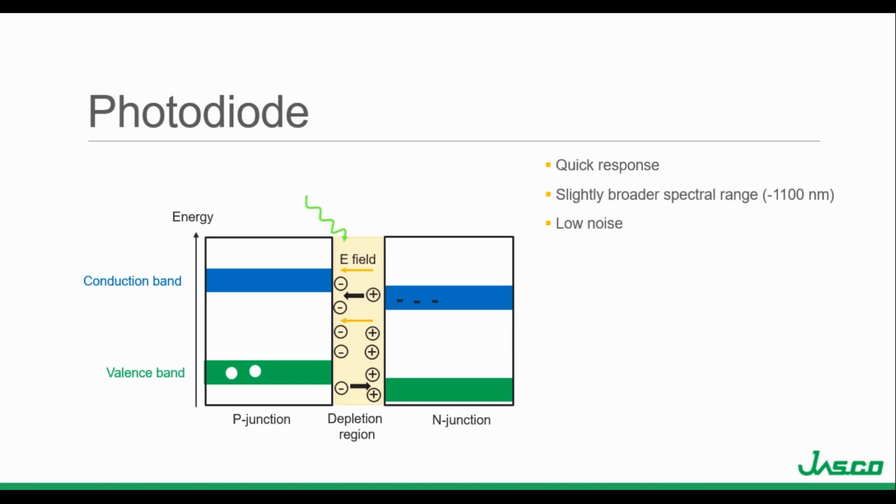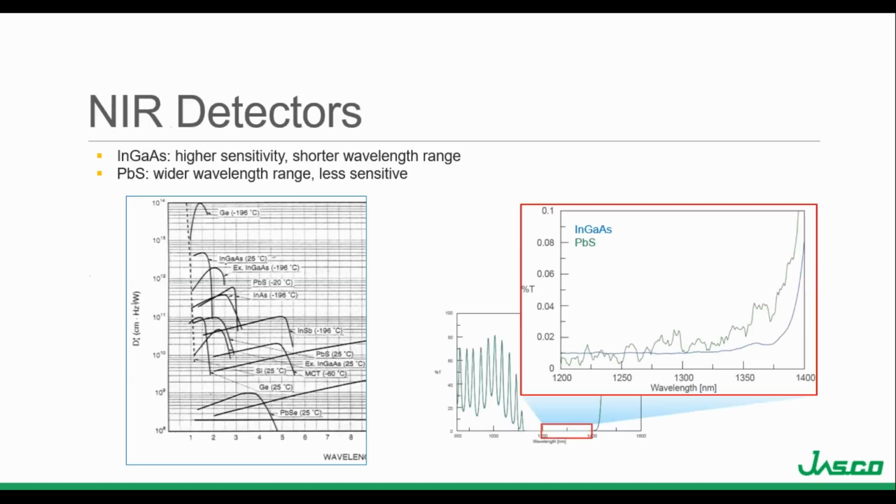Photodiodes have quick response times, a slightly broader spectral range than a PMT, and low noise. So while silicon photodiodes are less sensitive than PMT detectors in the UV-visible region, they are a cheaper alternative for applications not requiring high sensitivity.